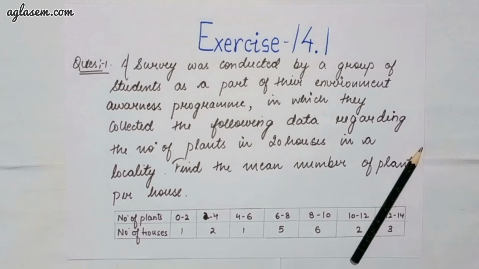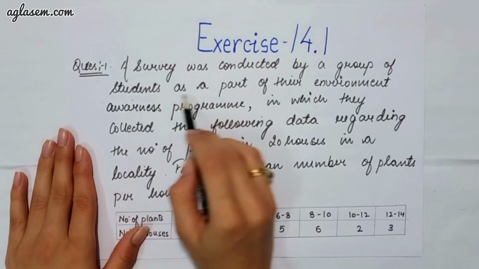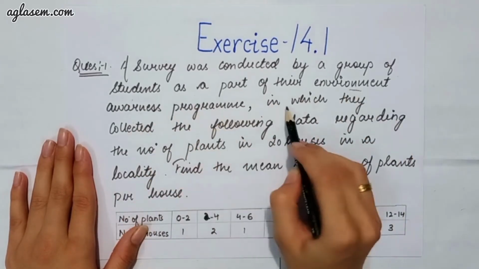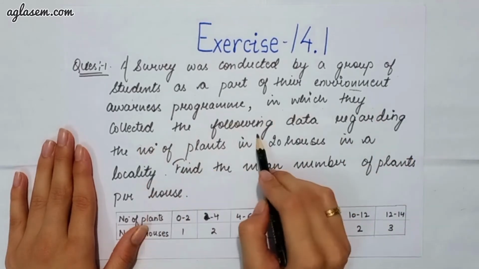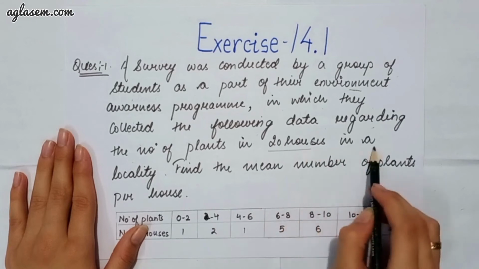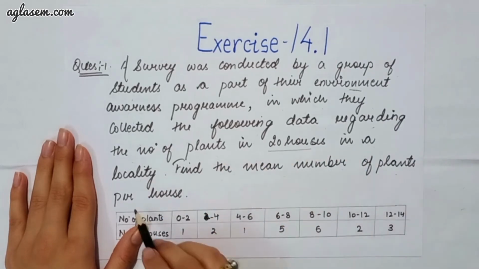Today in this video we will be covering chapter 14, that is Statistics. So starting with the first exercise, 14.1, with the first question which says: a survey was conducted by a group of students as a part of their environment awareness program, in which they collected the following data regarding the number of plants in 20 houses in a locality. Find the mean number of plants per house.